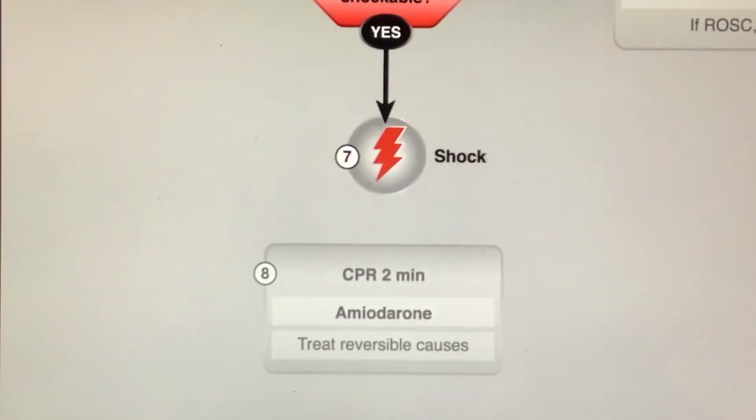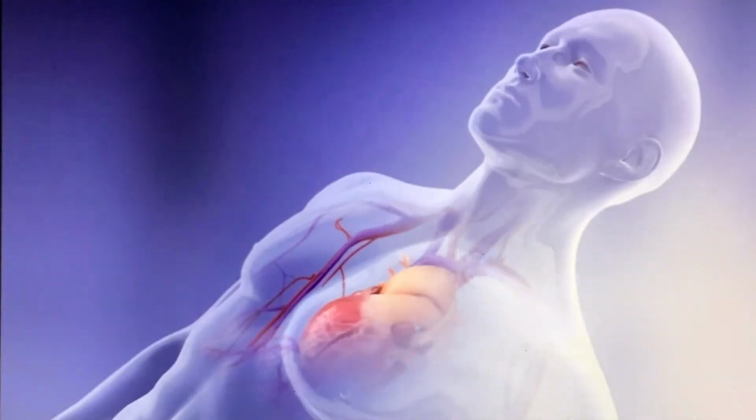If a rhythm check reveals a shockable rhythm, resume chest compressions while the defibrillator is charging, and then deliver another shock. Repeat chest compressions each time the defibrillator is charging. Resume CPR, beginning with chest compressions, for 2 minutes immediately after the shock. At this point, you may consider giving amiodarone, an antiarrhythmic agent that has been clinically demonstrated to improve the rate of ROSC and hospital admission in adults with refractory VF or pulseless VT.